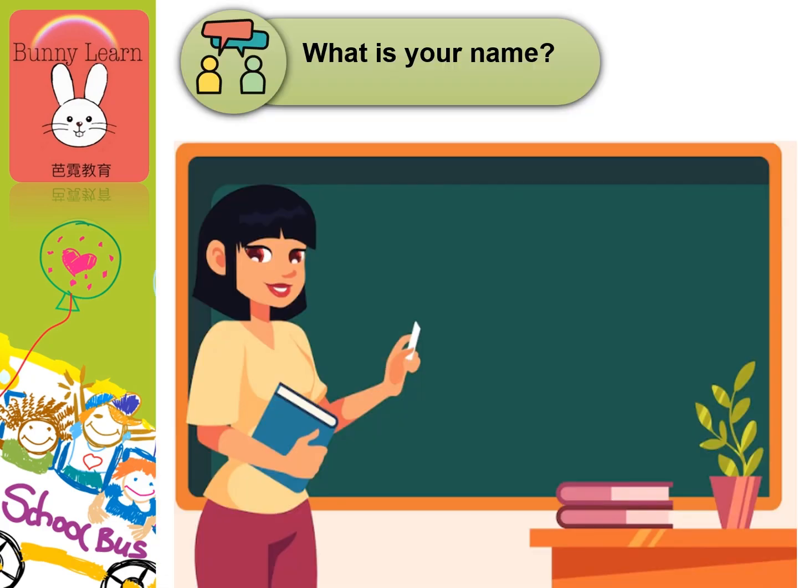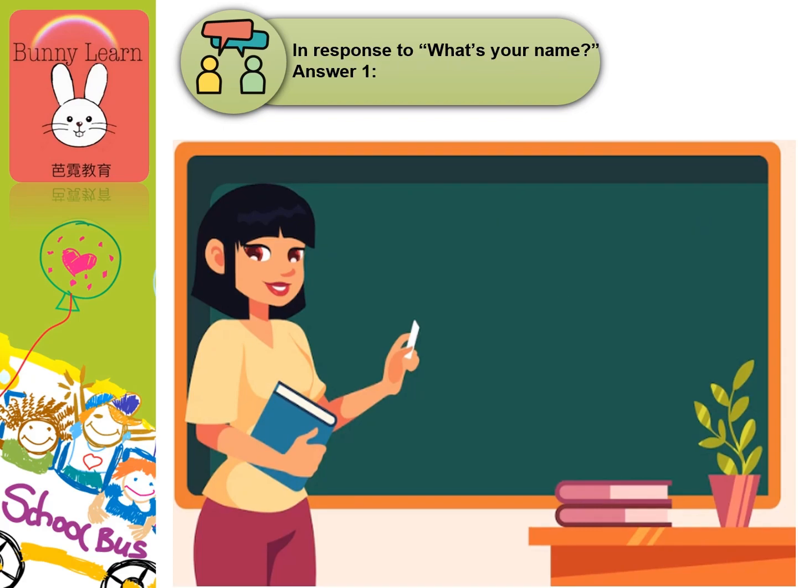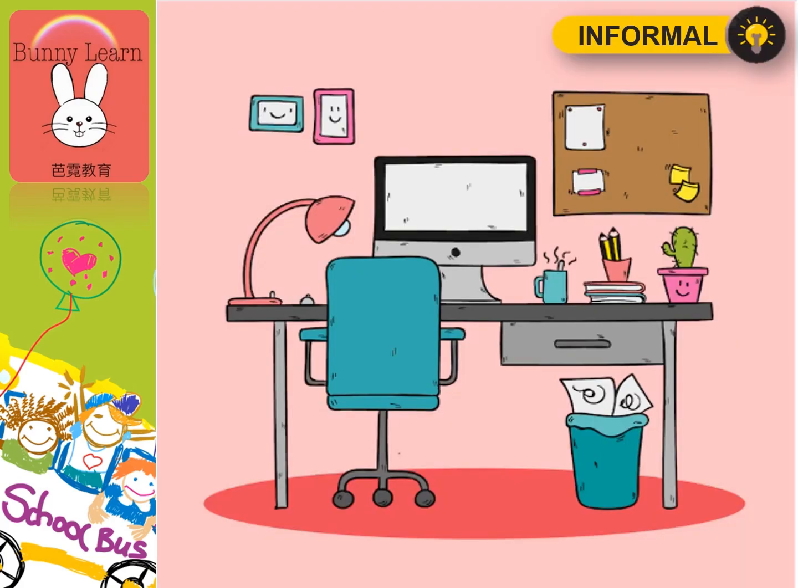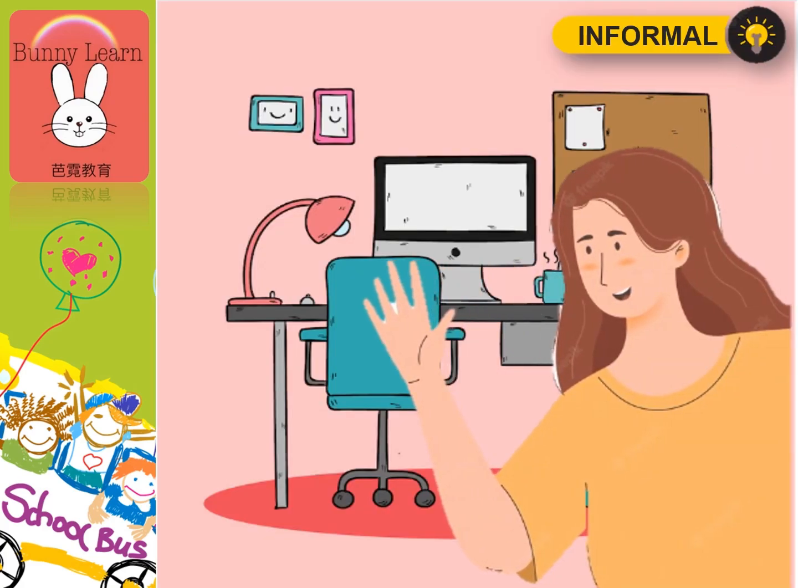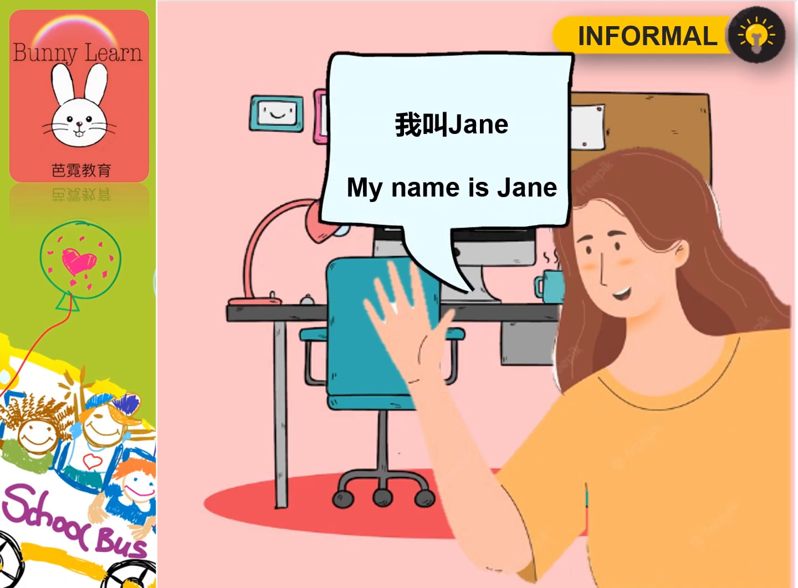Now that you know when someone is asking for your name, let's go over how to answer. When answering what's your name, you can introduce yourself in Chinese by using any of the 4 expressions below. Number 1. 我叫. The typical way to answer what's your name in Chinese is to begin your sentence with 我叫, which means I am called, and then say your name. It's fine to answer with either your full name or your first name. Let's practice. 我叫 Jane. My name is Jane.